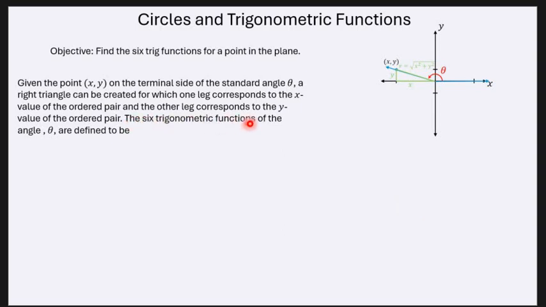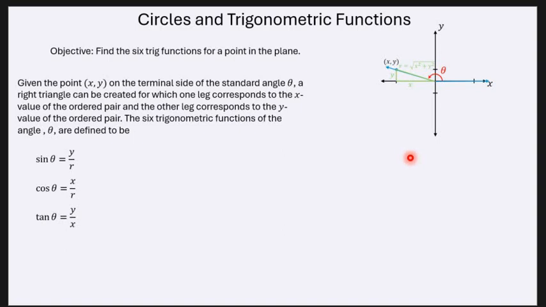The 6 trig functions of the angle theta can be defined this way. First, the sine of theta is the opposite over the hypotenuse. So that means that the sine of theta is y over r. The cosine of theta is the adjacent over the hypotenuse. So the cosine of theta is x over r. The tangent of theta is the opposite over the adjacent. So that's y over x.